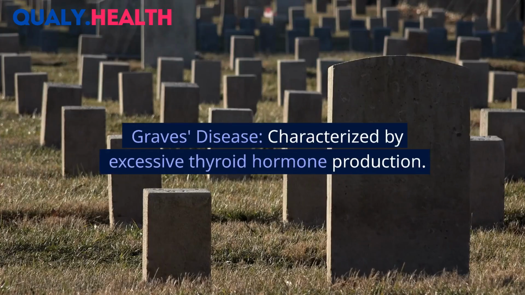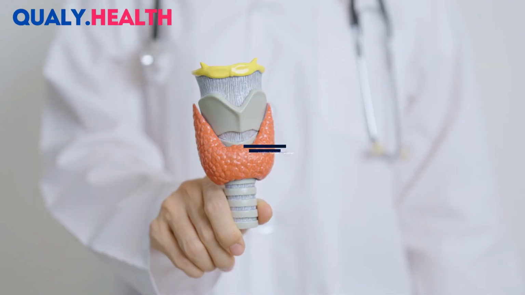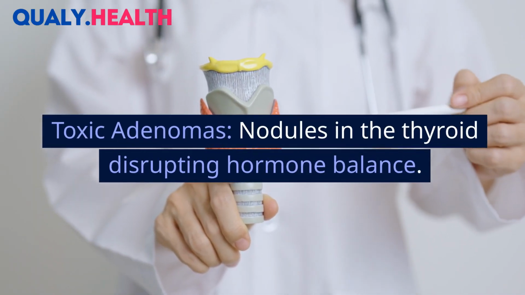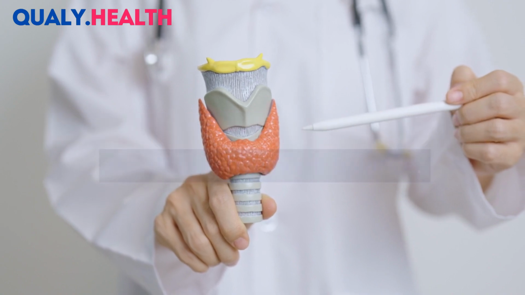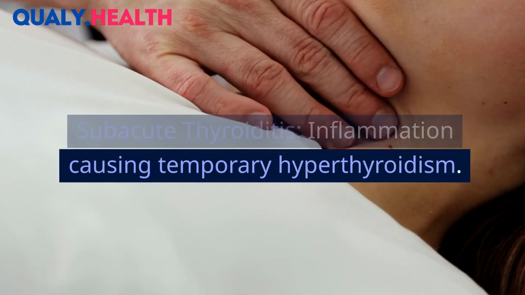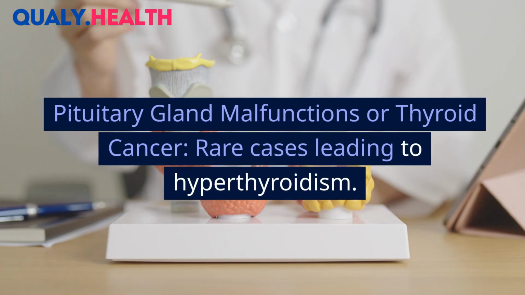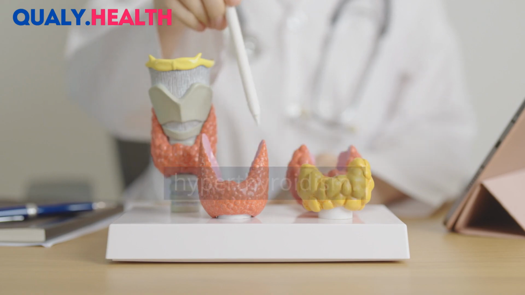Hyperthyroidism. Graves' disease, characterized by excessive thyroid hormone production. Toxic adenomas, nodules in the thyroid disrupting hormone balance. Subacute thyroiditis, inflammation causing temporary hyperthyroidism. Pituitary gland malfunctions or thyroid cancer, rare cases leading to hyperthyroidism.